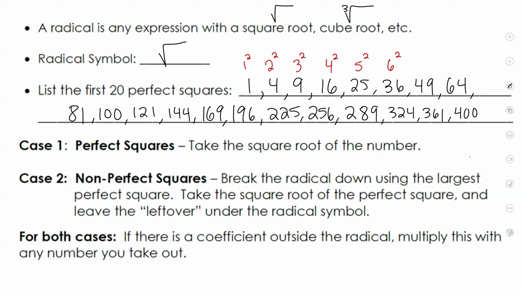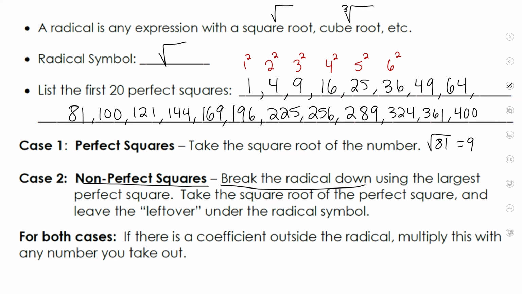You're going to have two cases. You're going to have cases where you have a perfect square. So for example, what's the square root of 81? 9. You're going to have some cases where you do not have a perfect square. So we're going to break the radical down using the largest perfect square.